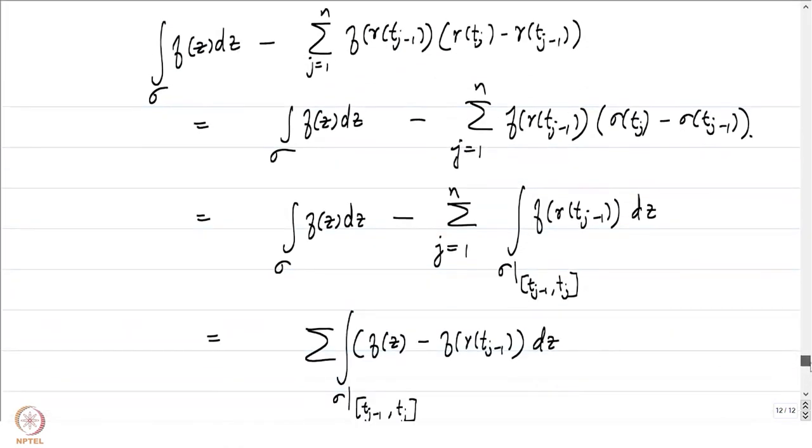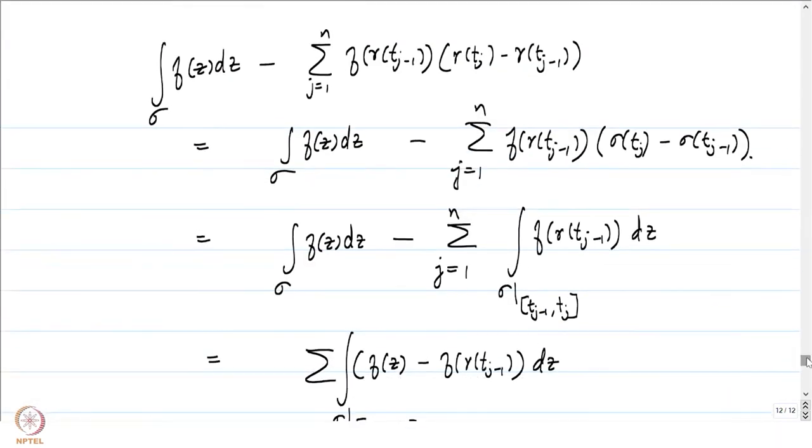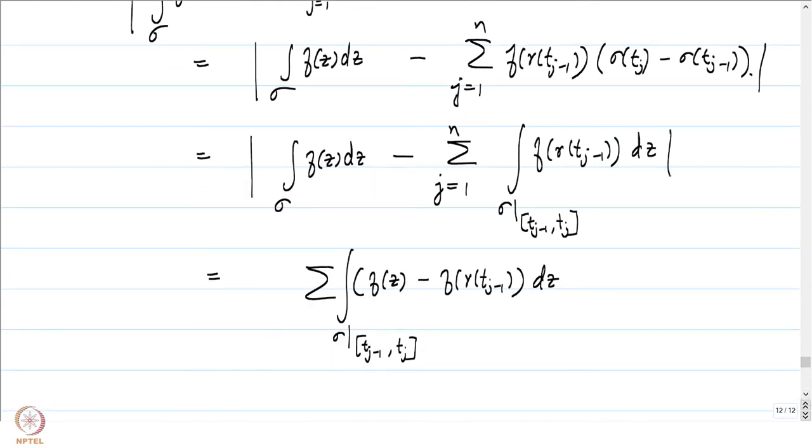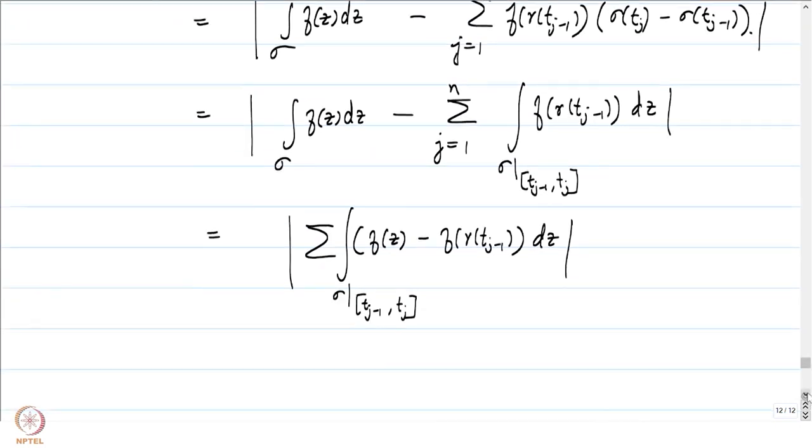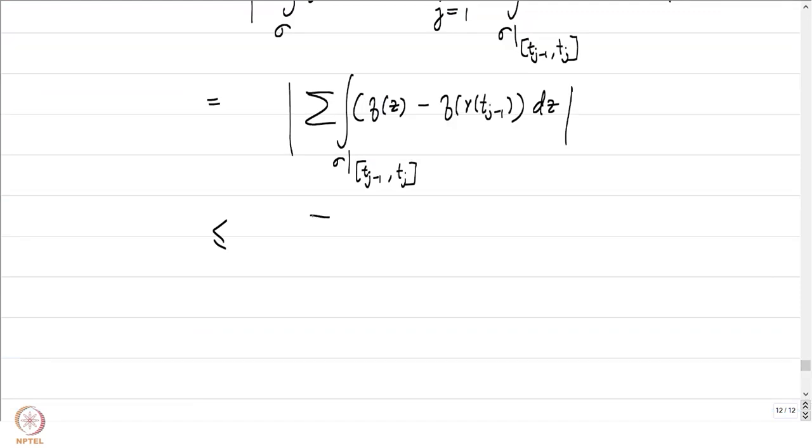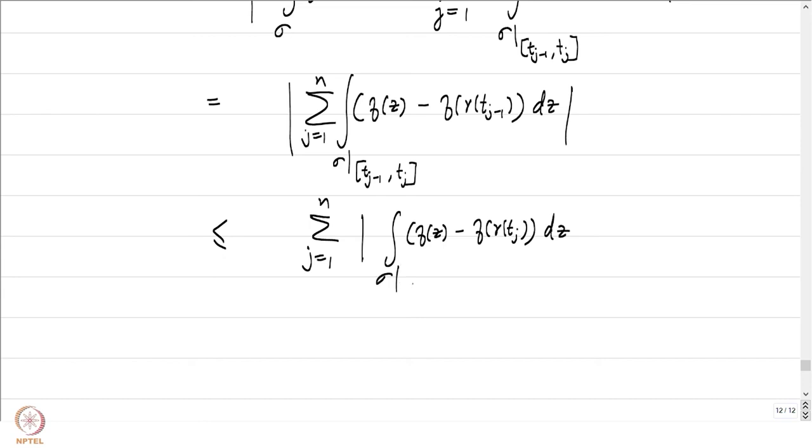Okay, so what have we established? We have established that the integral of f over sigma minus this partition sum is the same as this, and it is the same as this. That is what we have established. So, this is less than or equal to the sum, from j equal to 1 to n, of the absolute value of the integral of f of z minus f of gamma of tj minus 1 dz, where the integral is over sigma restricted to the straight line tj minus 1 to tj.